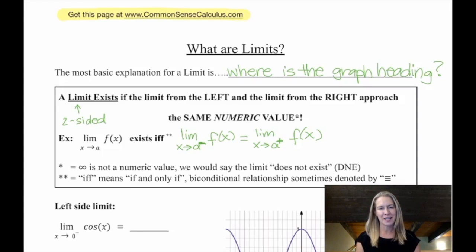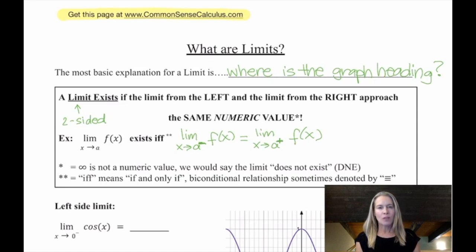When you first start taking calculus, you'll see that the entire course is built upon the idea of limits. So it's a good idea to figure out what limits are. To me, the most basic explanation for a limit is: where is the graph heading? So we'll take a look at some graphs in just a moment.